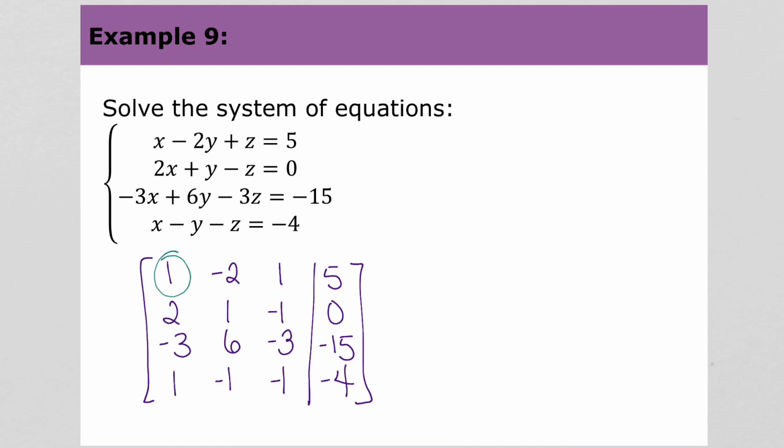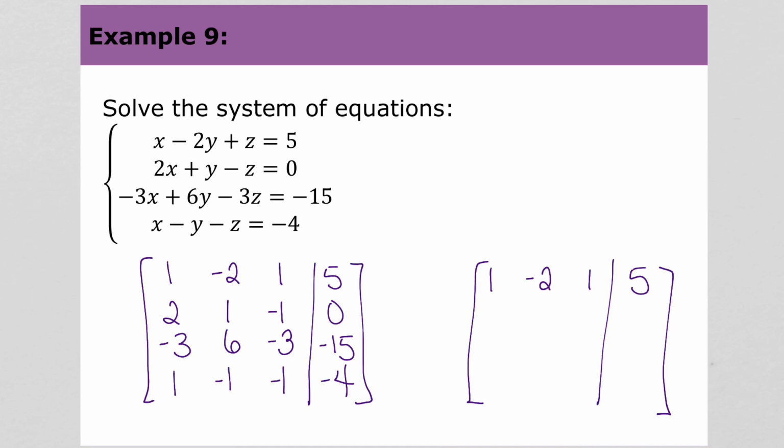First step is always to get a 1 here. That's already there. We're good. So row 1 is all done. Okay, so we need a 0 here, a 0 here, and, let's see, trying to get us another color, a 0 there.